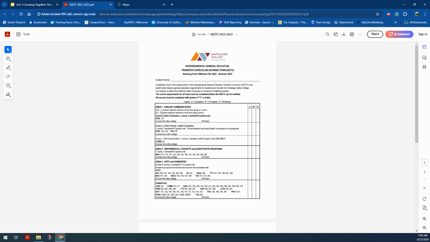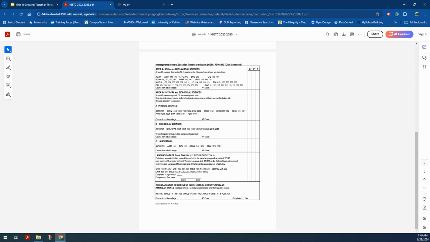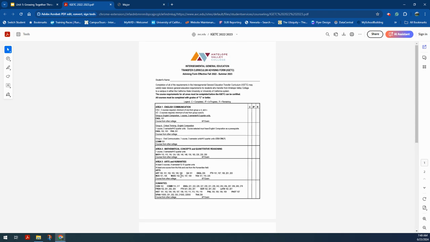So you'll notice that there are different areas, area 1, 2, 3, and so on, that students need to be able to fulfill the course requirements in order to be able to transfer to a four-year university or in order to get all their general education done. Now, if they take some of the classes at AVC and then they go and apply to a four-year university at the end of their high school, once they get their transcript from AVC and send it to the four-year university, these classes will transfer over and fulfill their general education requirements at the CSU or the UC.